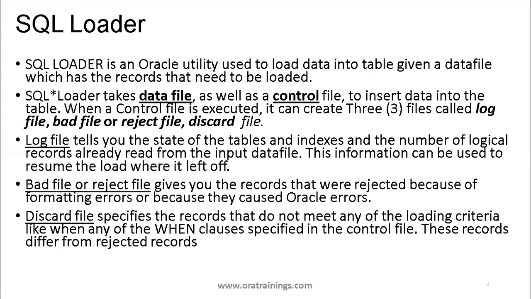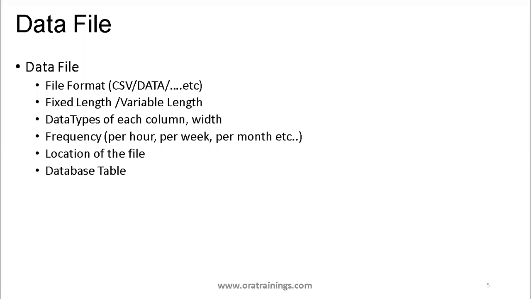This bad file will have the set of records which are rejected. And the last one is the discard file. The discard file comes into the picture when you mention any filtering criteria, nothing but the when clause in the control file. So this discard file will have the information about the list of records which failed because of the when condition you mentioned in the control file. Okay, now getting to the next slide. As of now, we just got the high level information about the list of files you will come across when designing a SQL Loader.